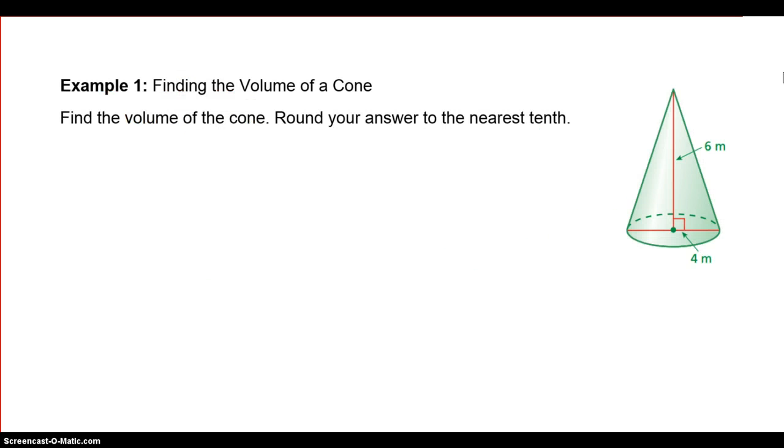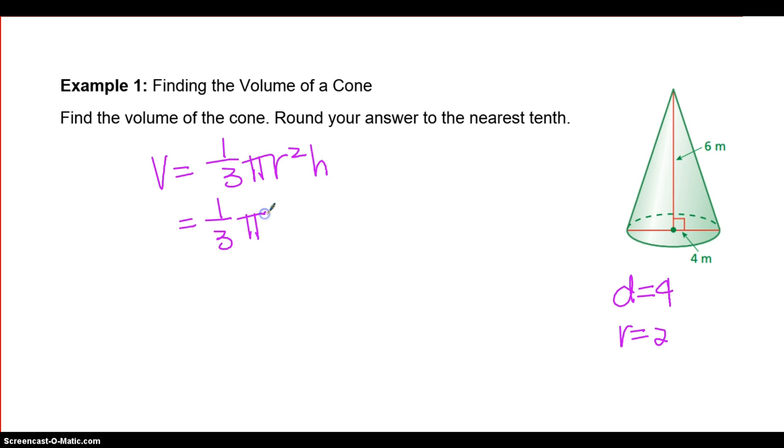Find the volume of this cone in example 1. They give you the diameter, but we know that we need the radius. So my formula is volume equals 1/3 pi r squared h, which is 1/3 pi 2 squared times the height of 6. Using my calculator, 3.14 times 2 squared times 6, I get 75.36. Then you divide that by 3, and the volume is 25.12. Actually, we're rounding to the nearest tenth, so it's 25.1 meters cubed.